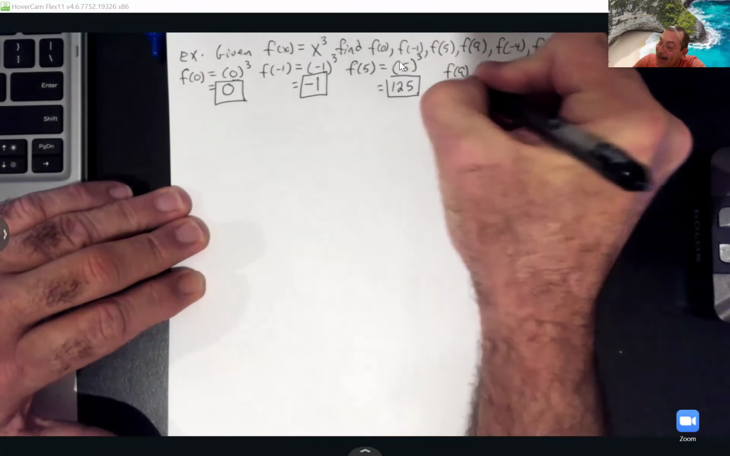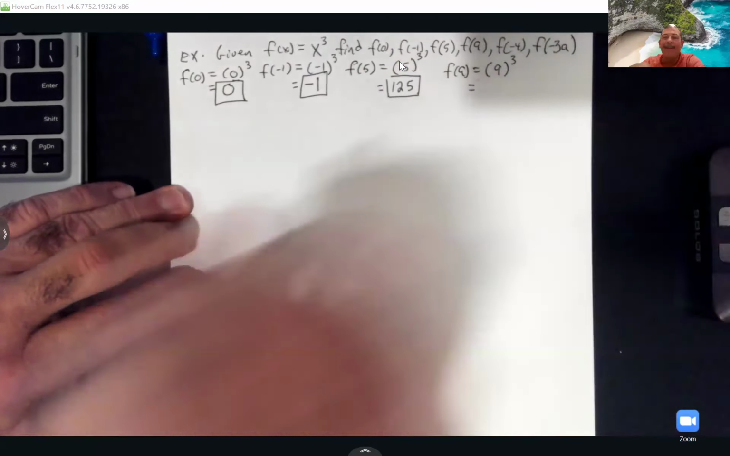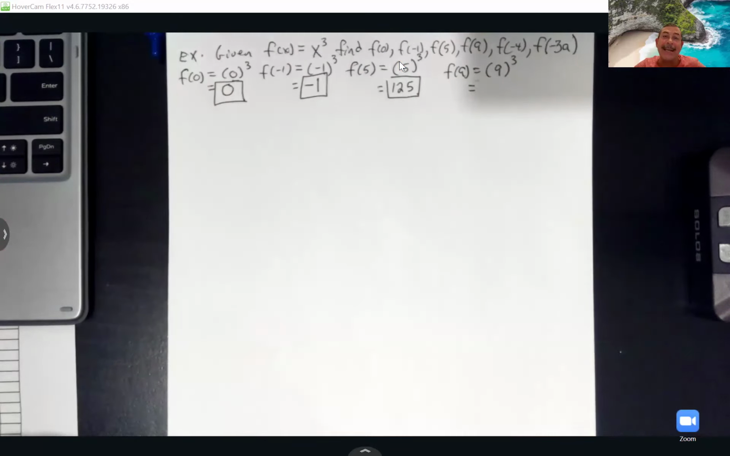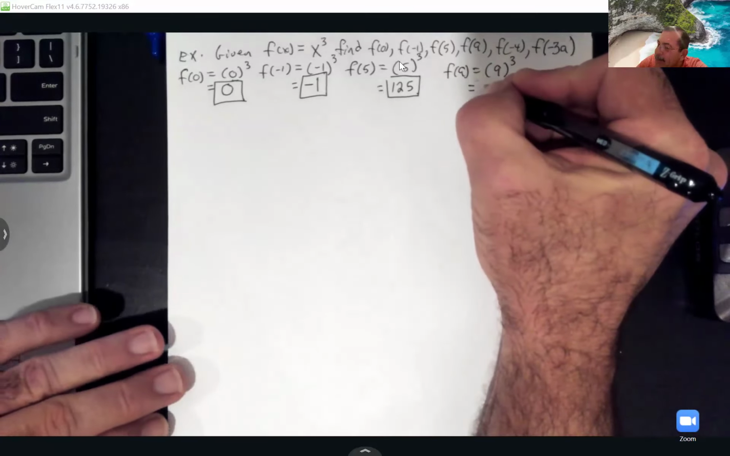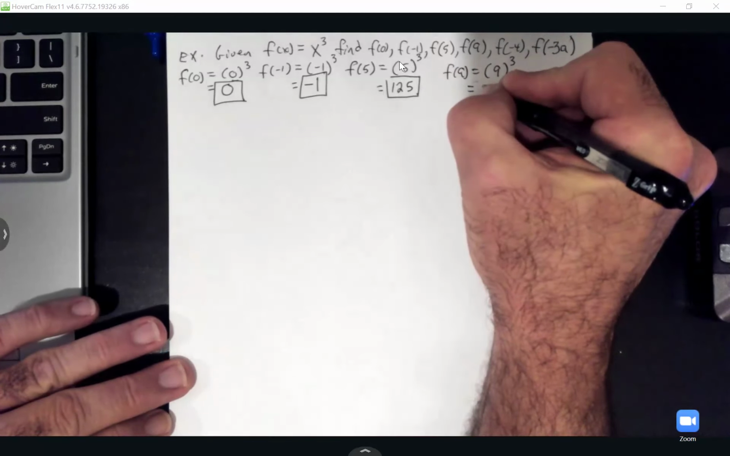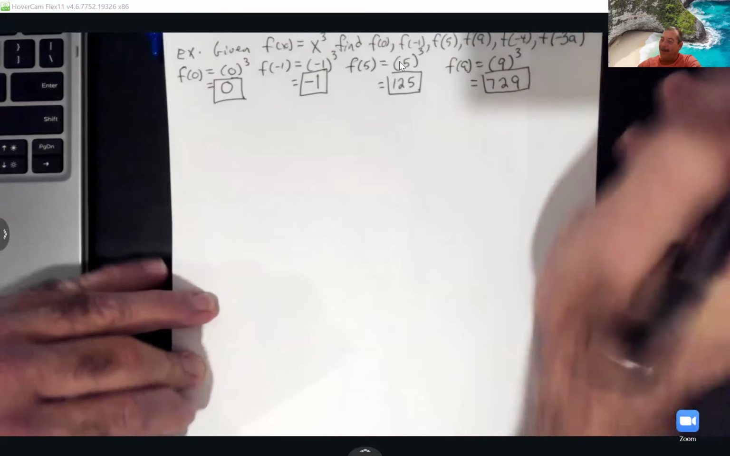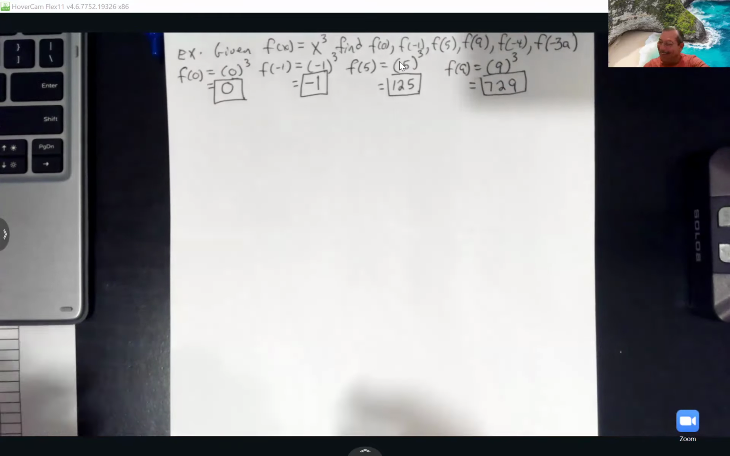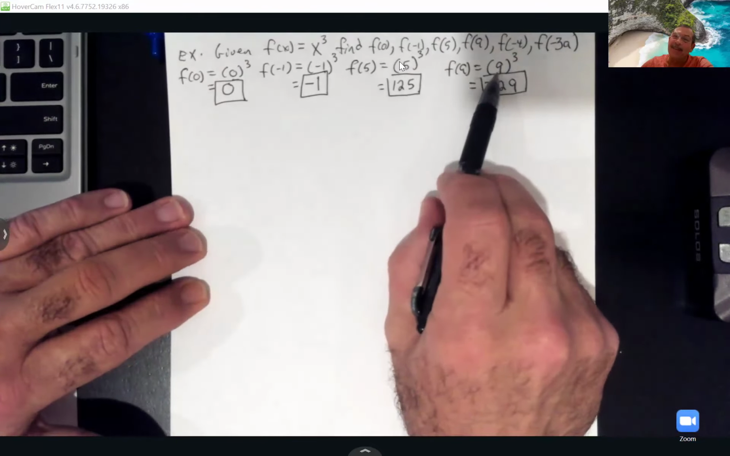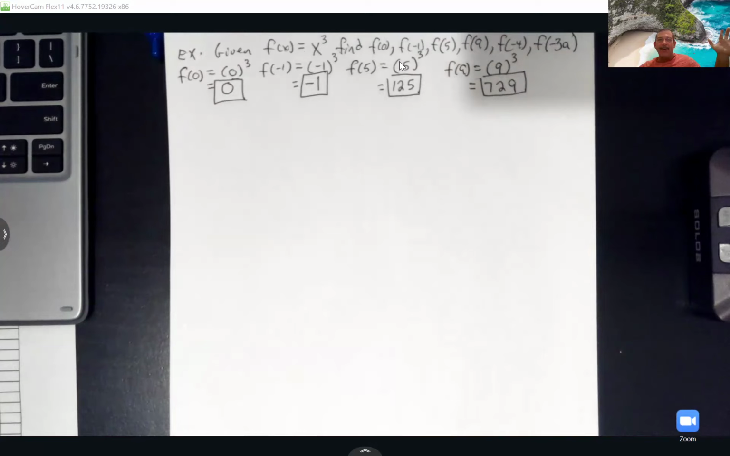Oh, look at this one. F of 9 is going to equal 9 to the third power. All right, y'all. So 9 times 9 times 9. 729. Wow, that's a lot. So 81 times 9 is that bad boy there, okay? And you'll never see me pick a 9 on a cubic graph. That's for sure. Y'all be drawing that thing out to 1,000.